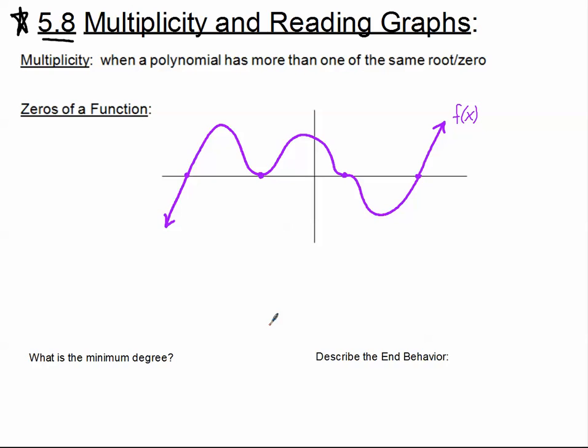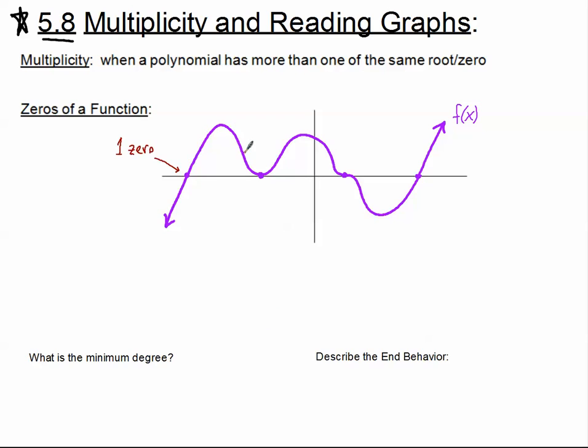So let's talk a little bit about multiplicities. I'm going to read this graph as I would from left to right, as always. And the first zero that I see is this one, but this is just the regular type. This is the way that we normally would cross the x-axis, like we know from before. There's just one zero right here. Nothing funny going on right here.